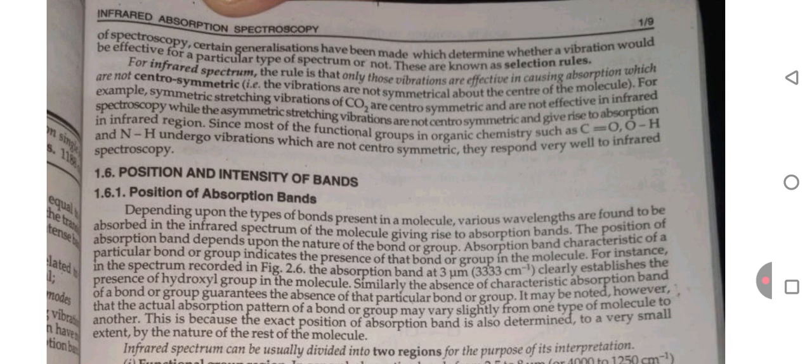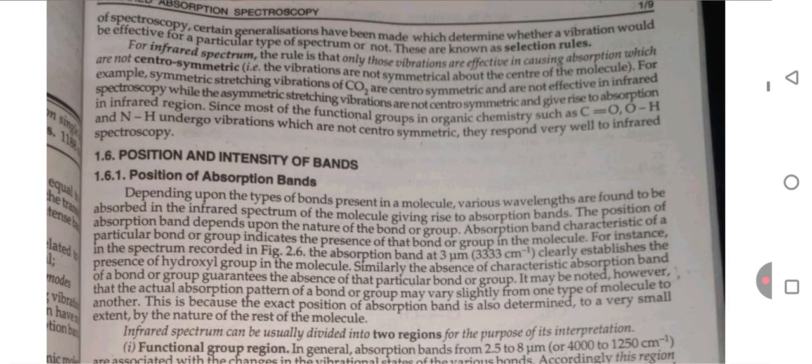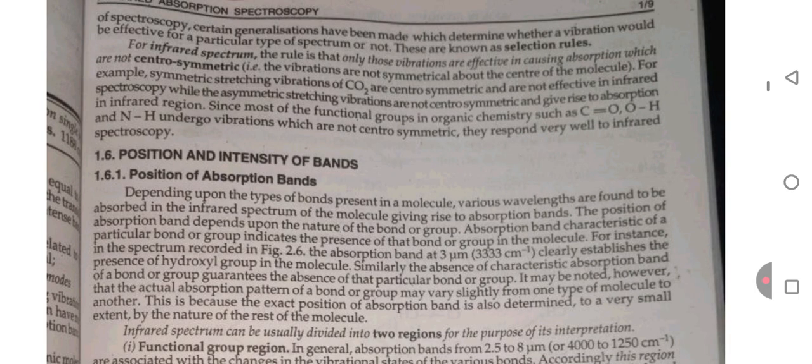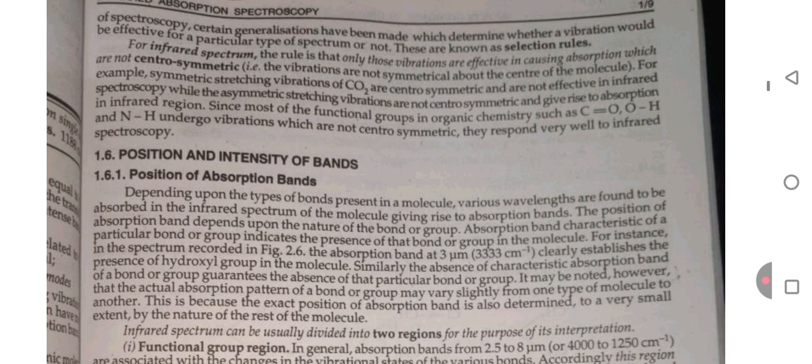For infrared spectrum, the rule is that only those vibrations are effective in causing absorption which are not centrosymmetric. For example, symmetric stretching vibrations of CO2 are centrosymmetric and are not effective in infrared spectroscopy, while the asymmetric stretching vibrations are not centrosymmetric and give rise to absorption. In the infrared region, since most of the functional groups in organic chemistry such as C=O, OH and NH undergo vibrations which are not centrosymmetric, they respond very well to infrared spectroscopy.